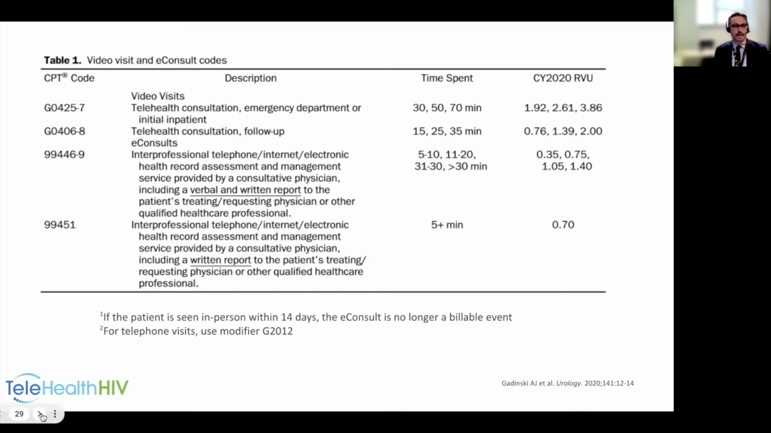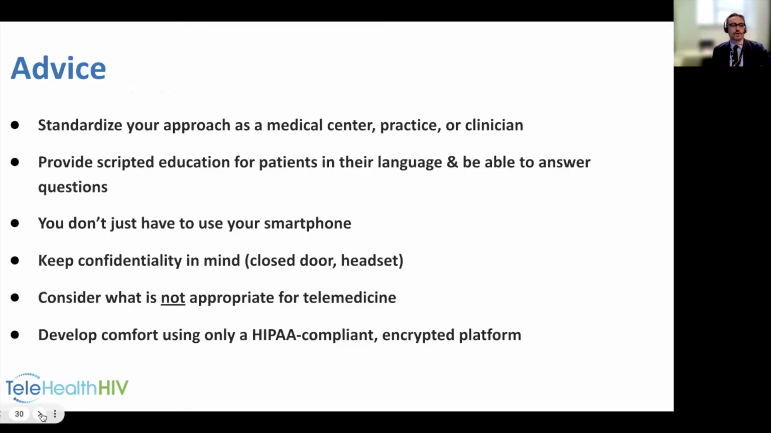Next slide. And I'm wrapping up here in just a second. So broad advice: standardize your approach as a medical center, practice, or clinician. Provide scripted education for patients in their language and be able to answer questions. I consider myself IT support. I'm tech support for my patients. You don't just have to use your smartphone, you can use things like a laptop or what have you.